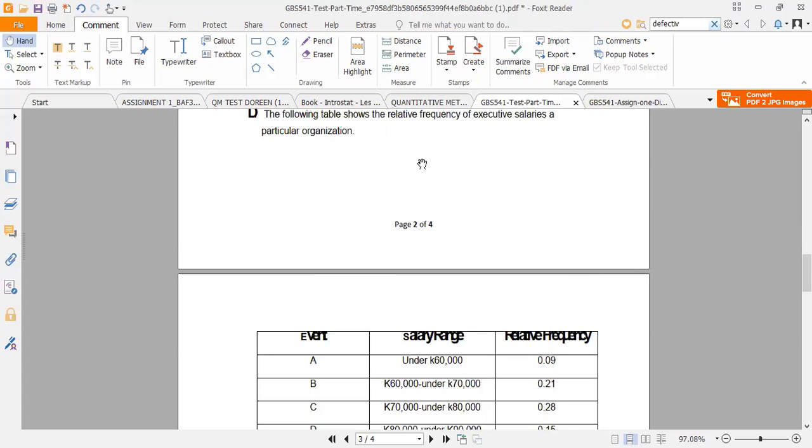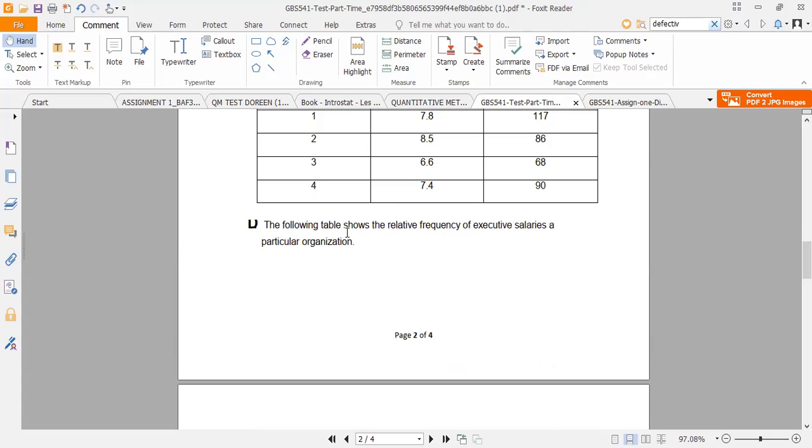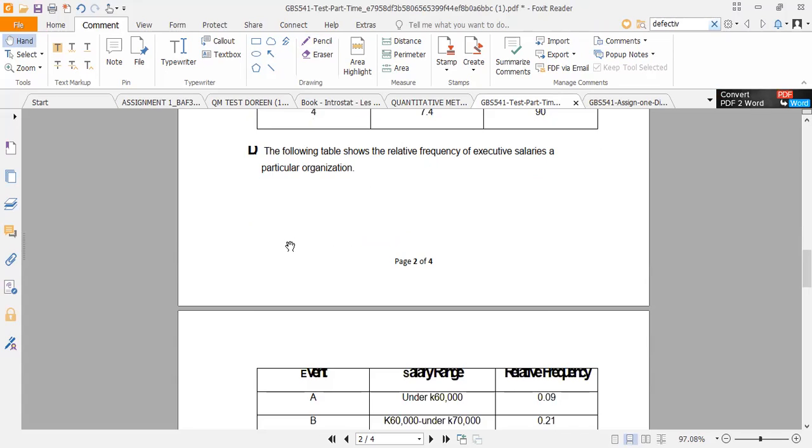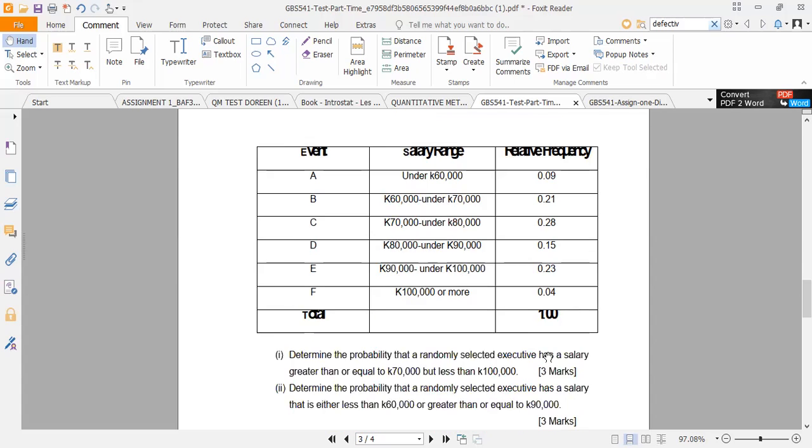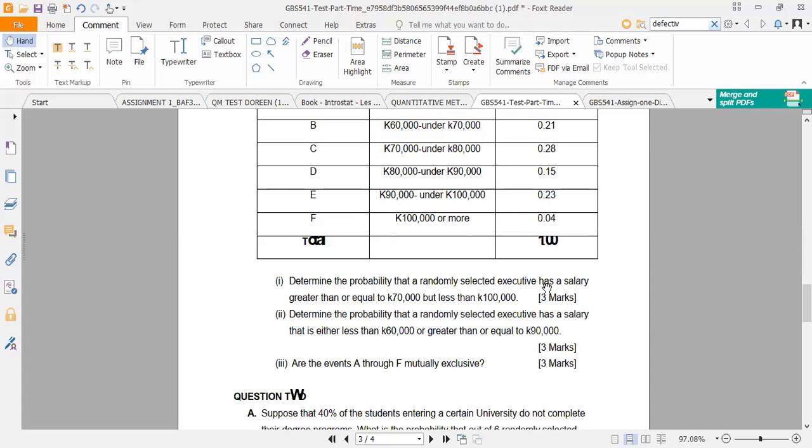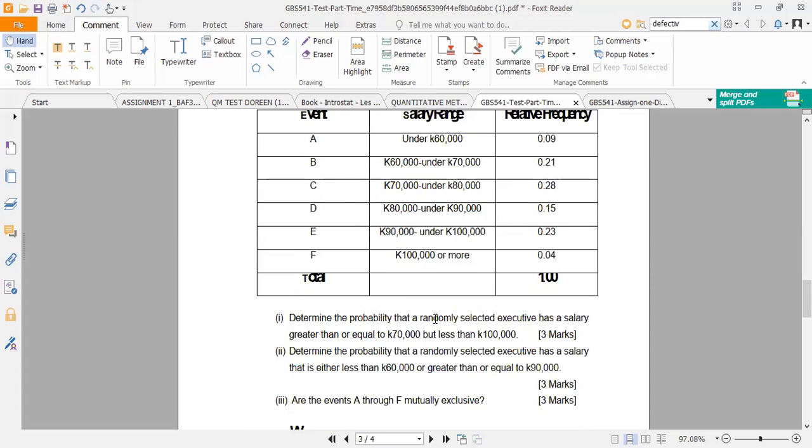We're given a question to say the following table shows the relative executive salary in a particular organization. Events A up to F, the average salary and the relative frequency. So under 60,000, between 60 and 70, 70 to 80, 80 to 90, 90 to 100, and above 100. And the relative frequencies are as follows. Question number 1, determine the probability that an executive has a salary more than or equal to 70, but less than 100.